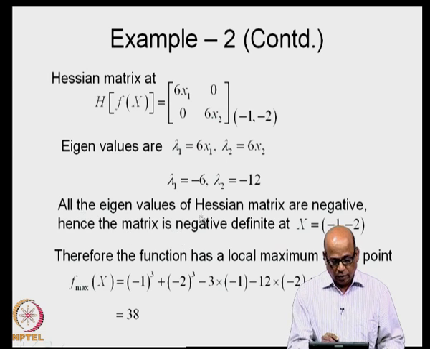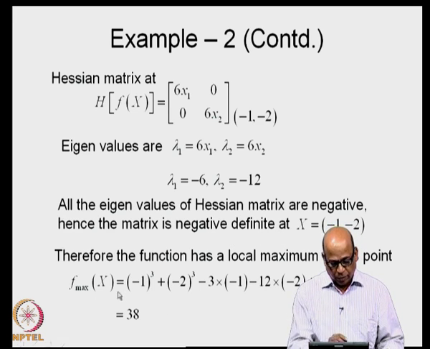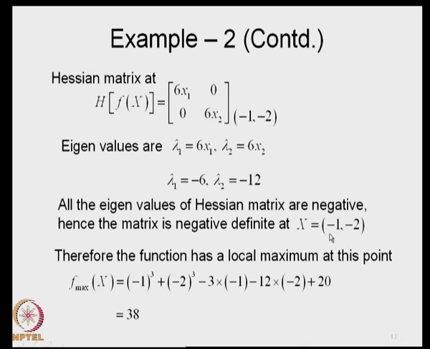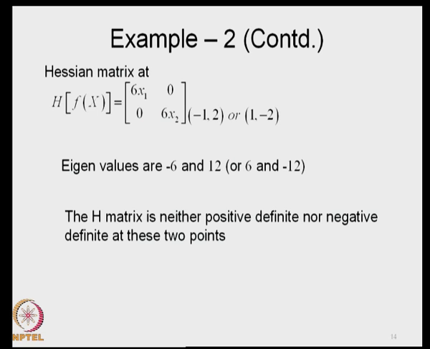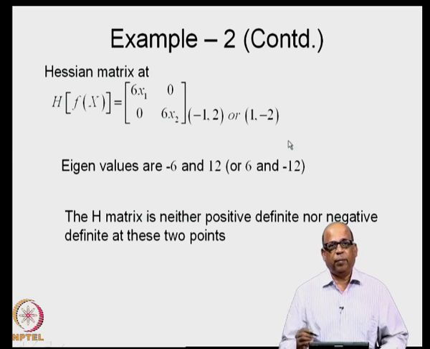So, all the eigenvalues of the Hessian matrix are negative. In this case, there are 2 eigenvalues, both of which are negative, and therefore, the Hessian matrix is negative definite, and negative definite means it is a maximum value, and we calculate the maximum value as 38 by substituting x1 equal to minus 1 and x2 equal to minus 2. Like this, we go to the next available values. So, we will exhaust minus 1 comma 2 and 1 comma minus 2.